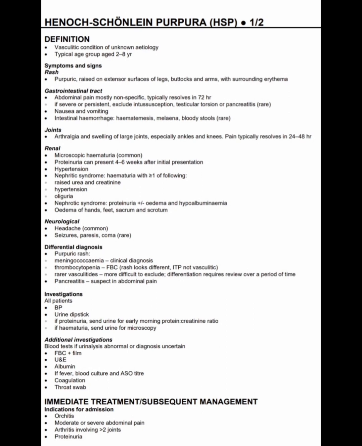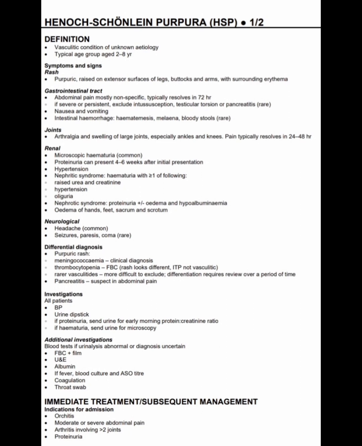We know that Henoch Schonlein purpura comes both in examination and history. So what is the definition of HSP? It is a vasculitic condition of unknown etiology, and the typical age group is 2 to 8 years. The symptoms and signs: there is a rash present. The rash is purpuric, raised, on the extensor surfaces of the legs, buttocks and arms, with surrounding erythema.